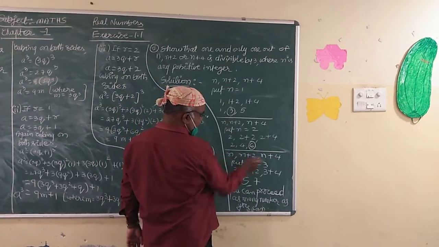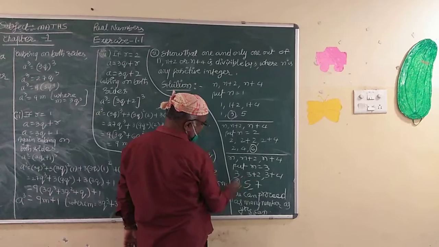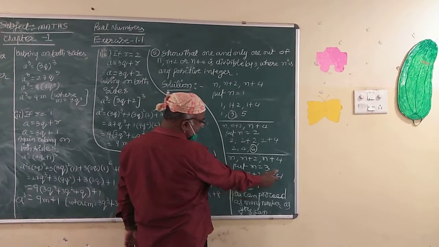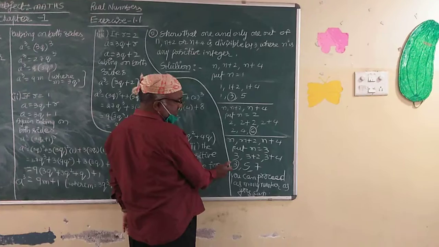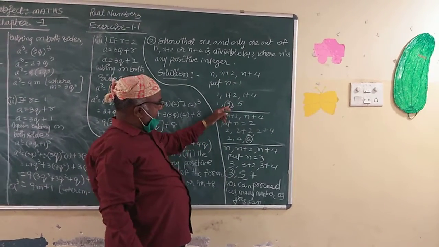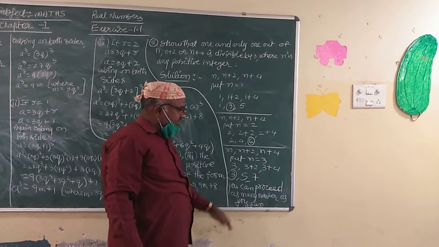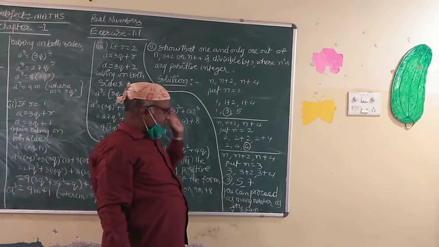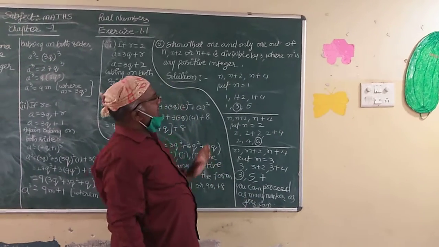n, n plus 2, n plus 4. Put n is equal to 3 here. 3, 3 plus 2, 3 plus 4. 3 plus 2 is 5, 3 plus 4 is 7. See, out of these three numbers, 3 is divisible by 3. You can check. Out of these three numbers, 3 is divisible by 3, 6 is divisible by 3. Like that you will be getting as many numbers as you can proceed.